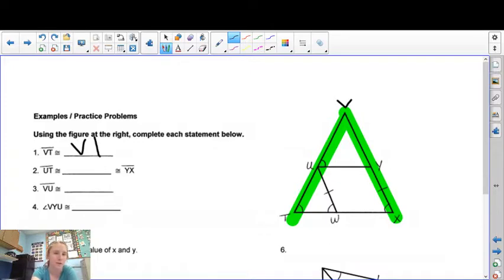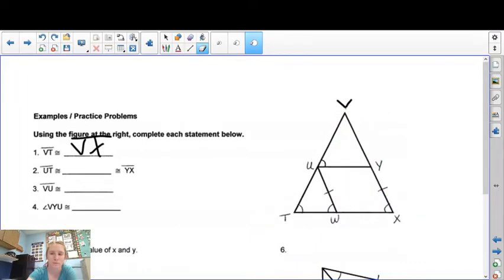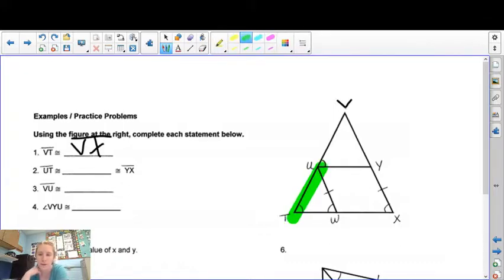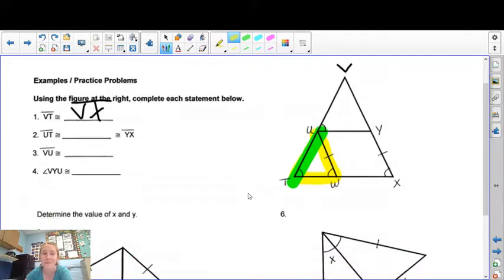Oh, that's not what I wanted to undo. Okay, next one. UT would have to be equal to what? Well, where's UT at? UT is here. Now, if you notice, I have a small little triangle over here. And angle T is equal to angle W. So he creates his own little isosceles triangle. So that means that UW must also be congruent.